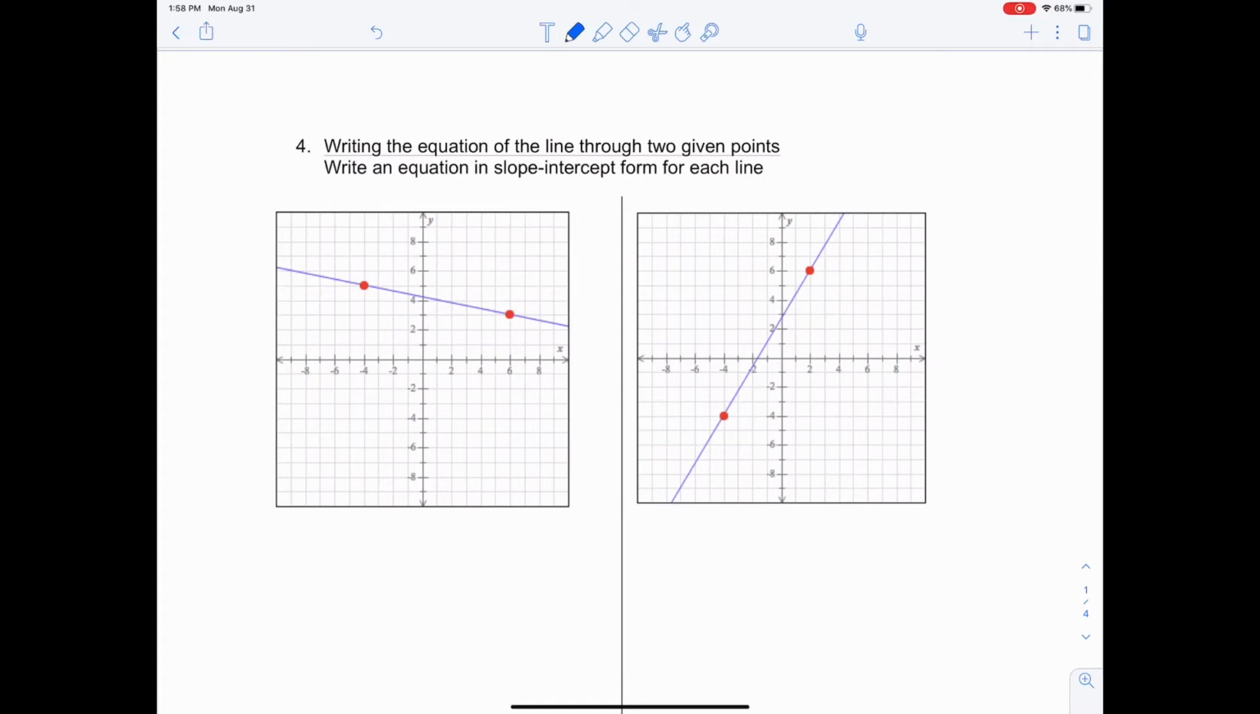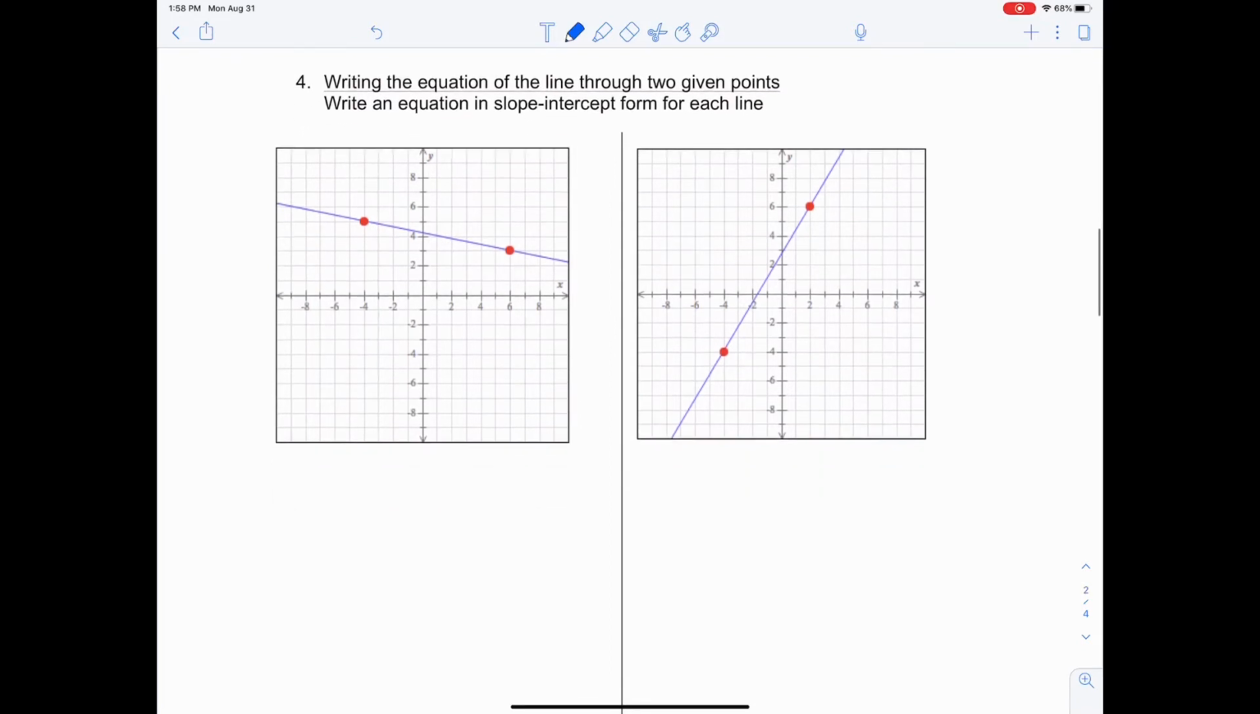This one says, writing the equation of the line through 2 given points. Write an equation in slope-intercept form for each line. So I want to put it in y equals mx plus b. And if you're wondering why I write this out so many times, it's because that helps me memorize the slope-intercept formula. So what do we have here?